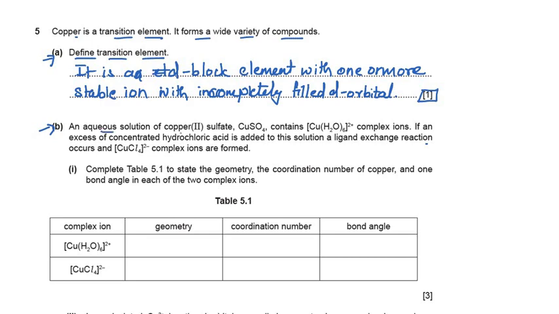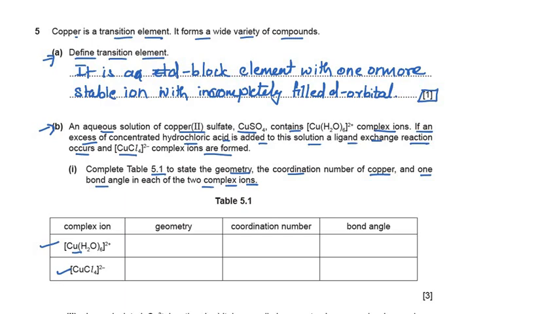It says an aqueous solution of copper 2 sulfate contains [Cu(H2O)6]2+ complex ions, and if an excess of concentrated hydrochloric acid is added to this solution, a ligand exchange reaction occurs and the complex given here is formed. Now complete table 5.1 to state the geometry, that is the shape, and the coordination number of copper and one bond angle in each of the 2 complex ions. Now the complex ions are given here, which is an aqua copper complex ion, and the second one is a chloro copper ion.